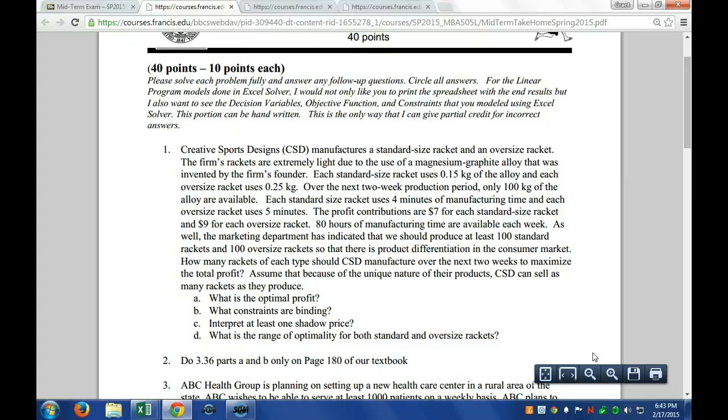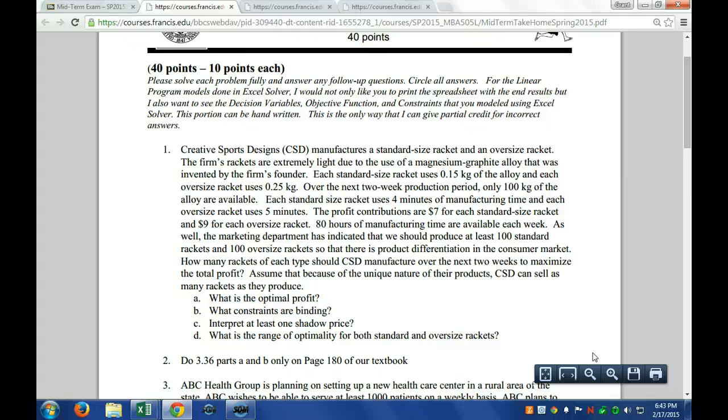So usually things that are binding, when I look at the sensitivity report, what do they also have with it? If we used all of them, what do they have with it that tells us, hey, if we acquired more of this thing, our profit would go up by this? What value is that? It's the shadow price.